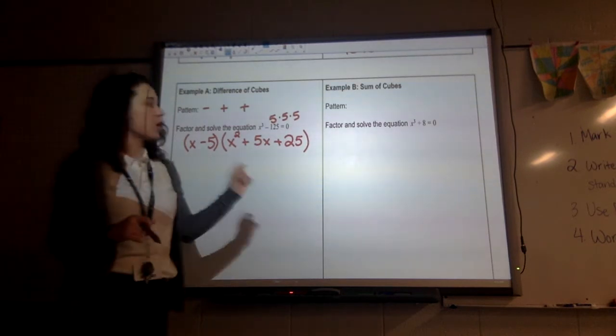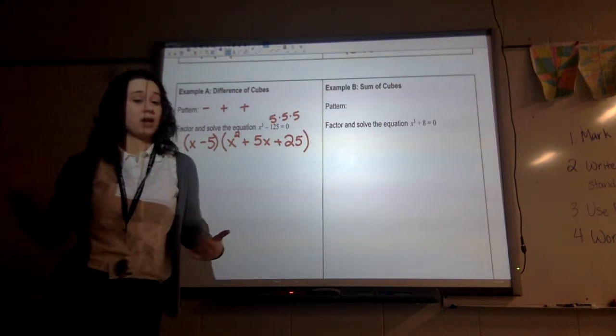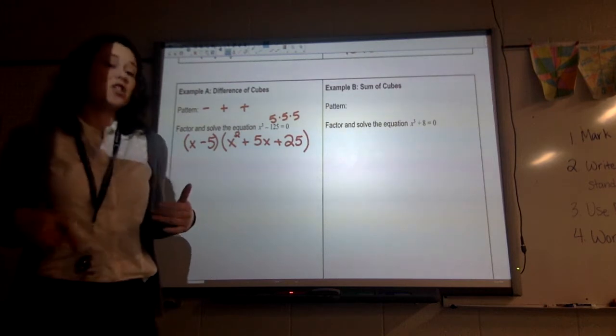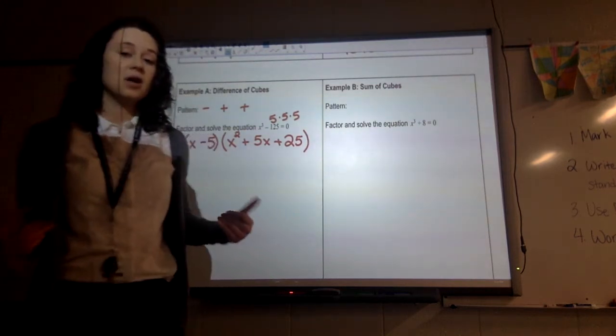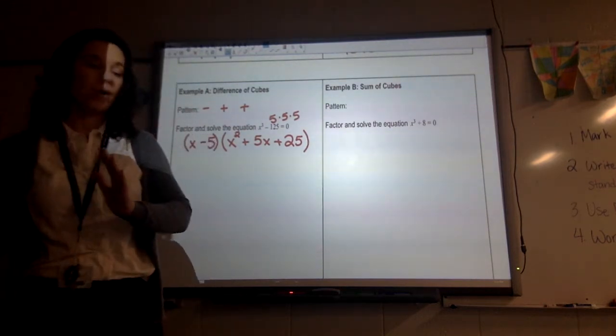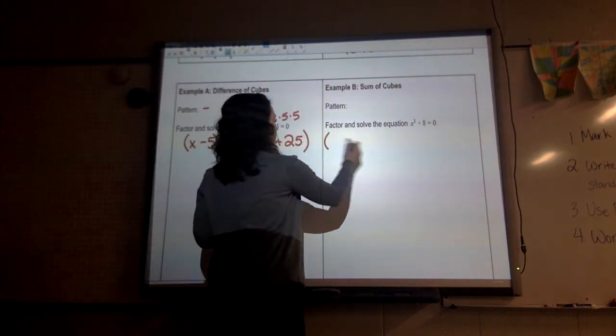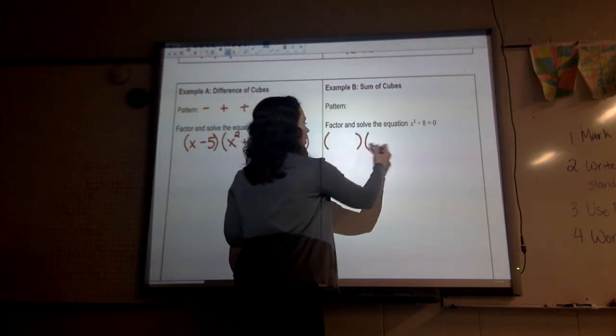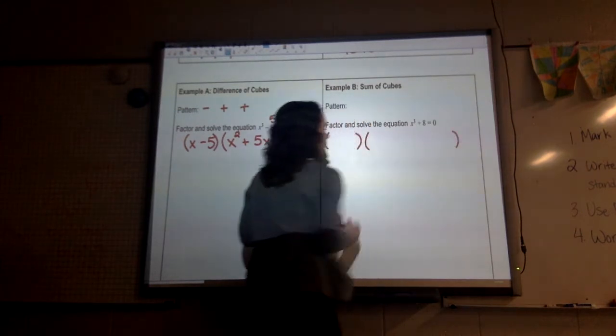So again, I notice I've got a cubic. I've got an x cubed, and 8 is also a perfect cube. I can't split 3 things evenly in half. So when I draw out my parentheses for my factors, I've got a little one, and I've also got a big one. Okay?